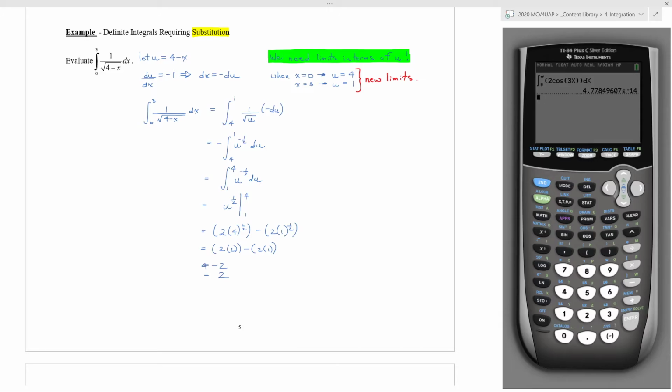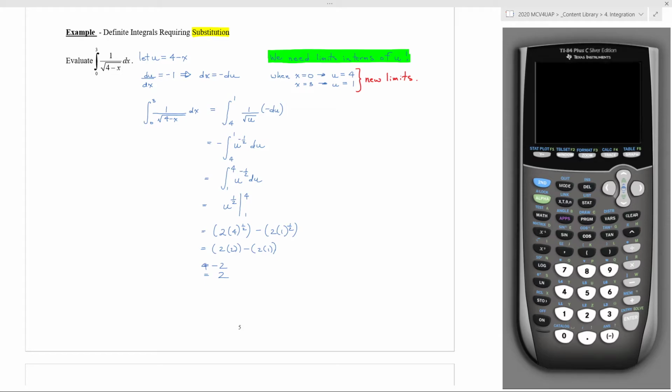We let u equal 4 minus x, then du by dx, the derivative of that, is just -1. And so I can substitute dx with negative du. Okay? And the integral from 0 to 3 of 1 over the square root of 4 minus x dx would be the integral of 1 over the square root of u times negative du. But you'll notice there that the limits have changed to 4 and 1.